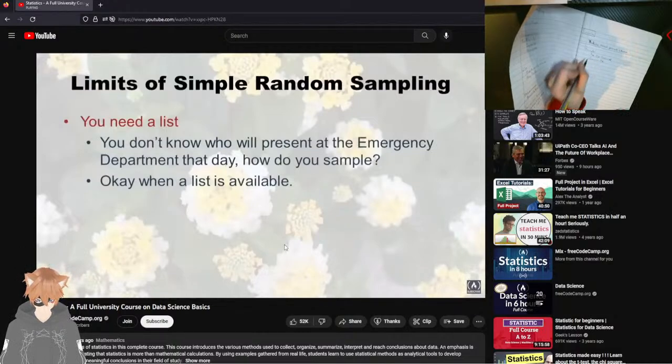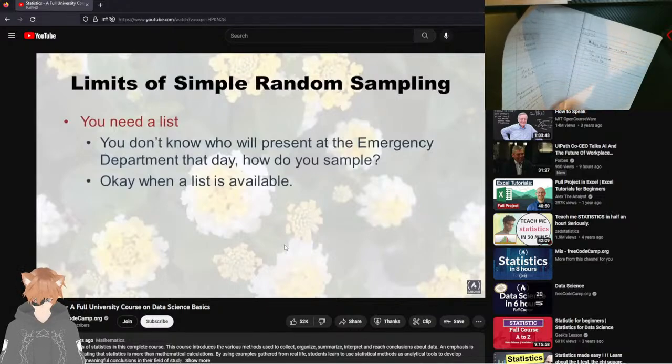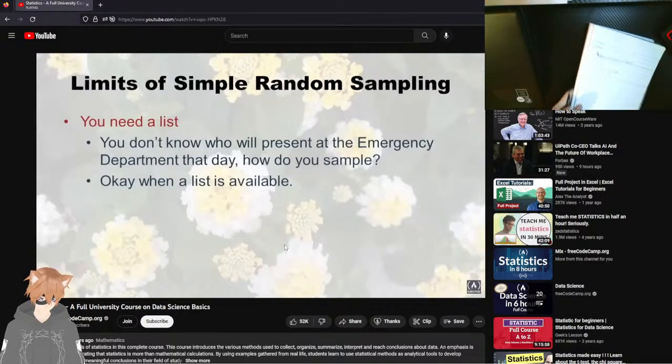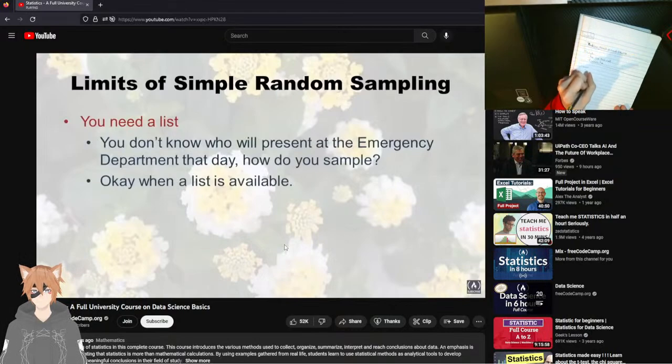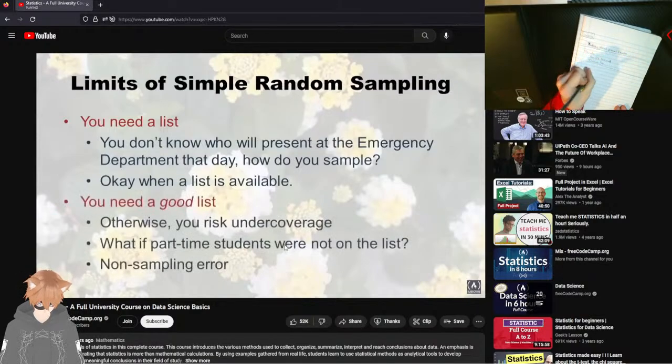Even if I'm sampling hospitals, I still need a list of hospitals to sample from. You may not know who's going to show up in the emergency department that day. If you do, well, you're psychic, because most people are not. So how would you sample from them using simple random sampling? Simple random sampling is okay when you've got a list like hospitals, but it's not so good when you don't know who's going to show up that day. And even if you do simple random sampling, you need a good list.